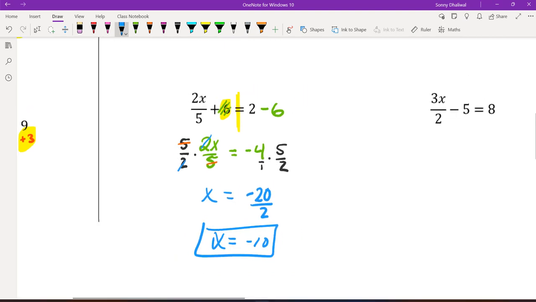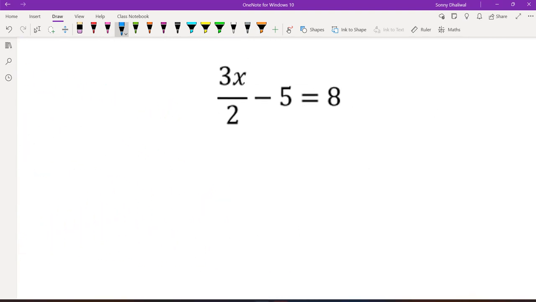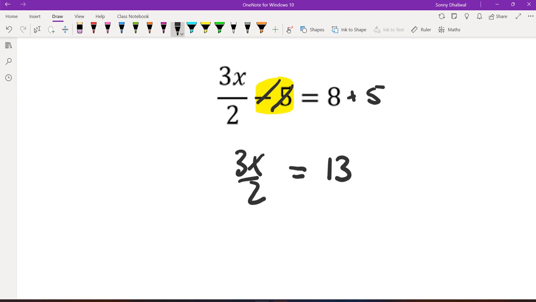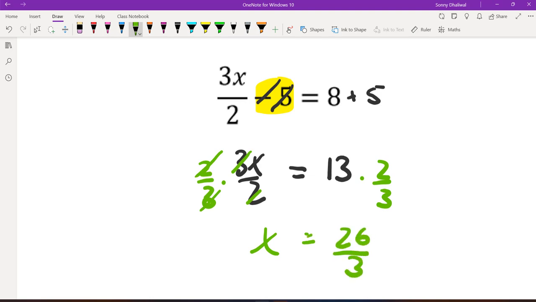Okay, so try this one on your own. And I'll come around and I'll help you. Glad to see that most people are getting this. Just you need to be very careful because the main error I see is people not changing the sign. So opposite side plus 5, 3x over 2 equals 13. Need to get rid of the 2 and the 3, 2 on the top, 3 on the bottom. Whatever you do one side, you do the other. Those are all gone. 26 over 3.